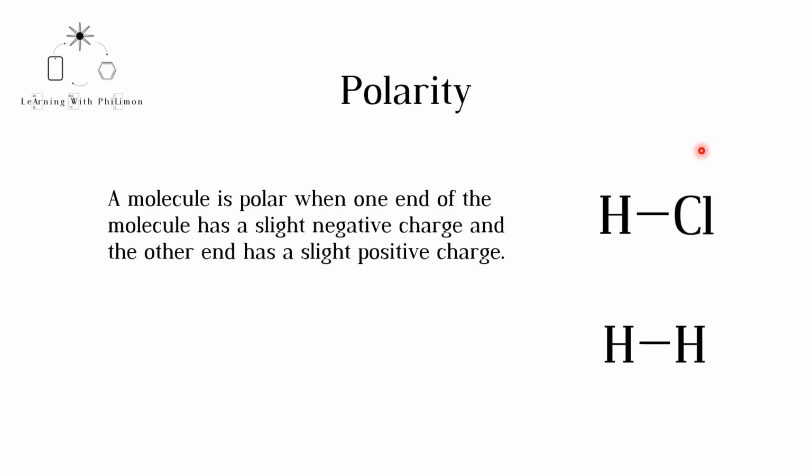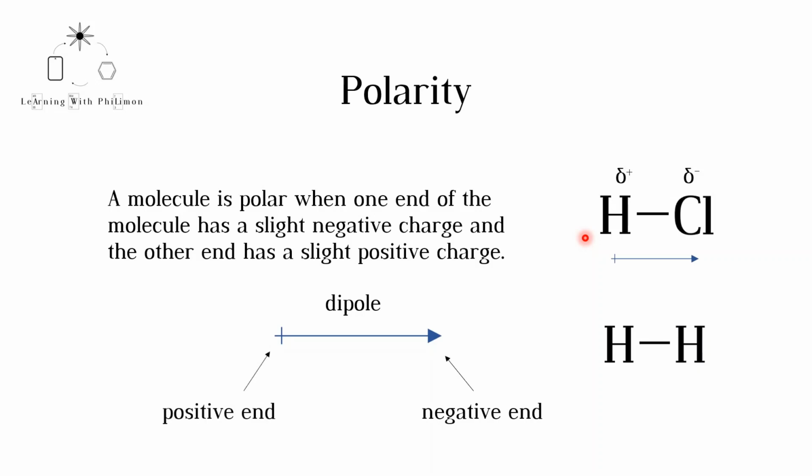Chlorine has a slight negative charge, denoted by the delta minus, and hydrogen has a slight positive charge, denoted by the delta plus. The molecule contains a dipole, meaning that the molecule contains two poles, a negative and a positive end. The dipole can be denoted by this arrow, in which the arrow shows the negative end and the cross shows the positive end of the molecule.